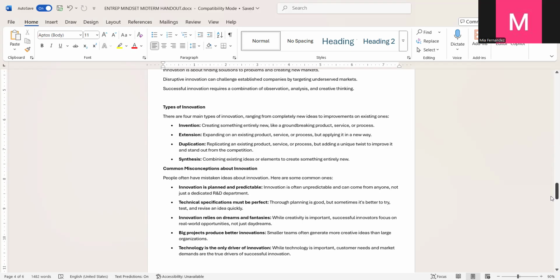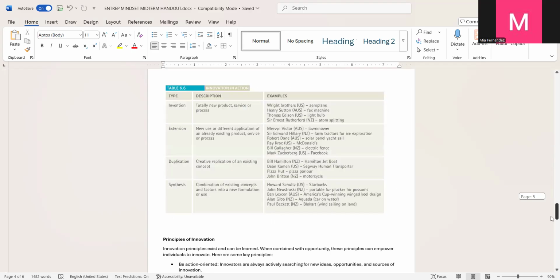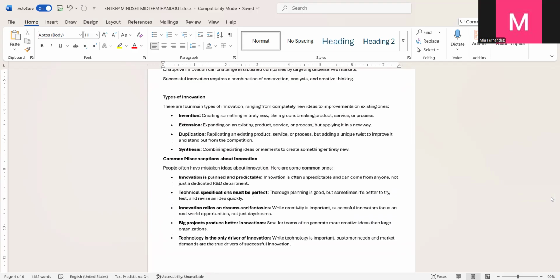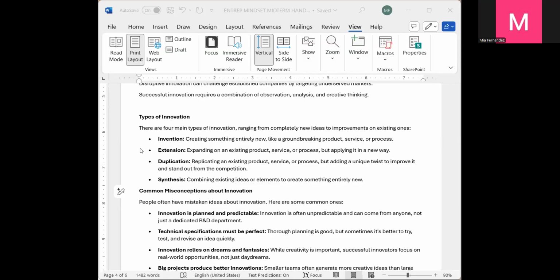So, common misconception about innovation. Okay, so: invention, extension, duplication, synthesis. What are some examples of invention?